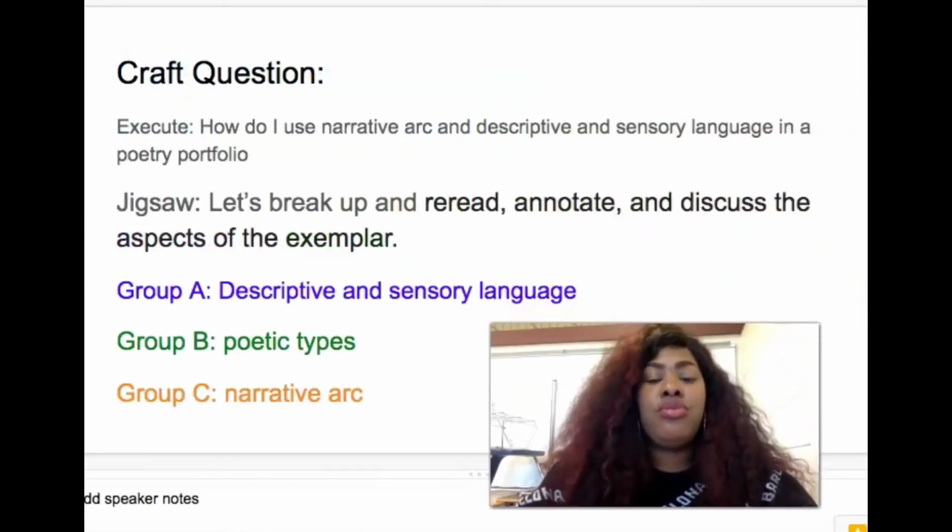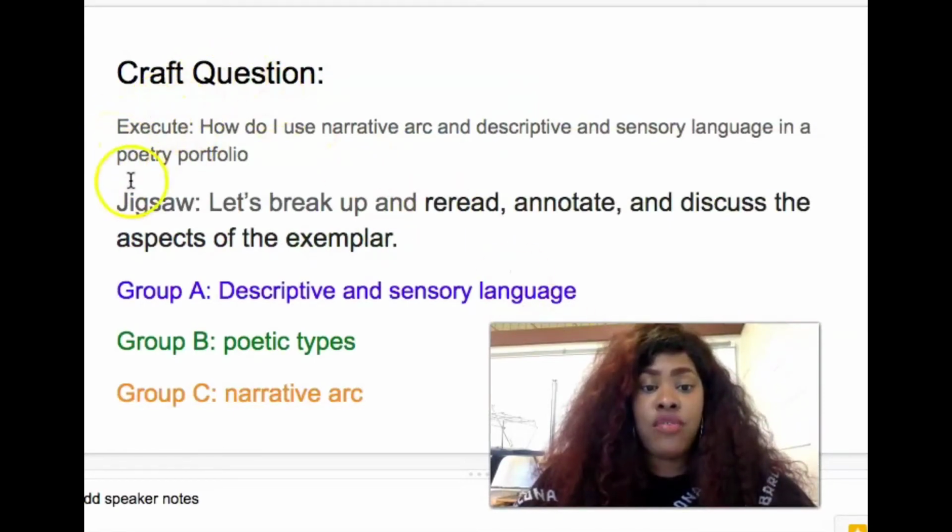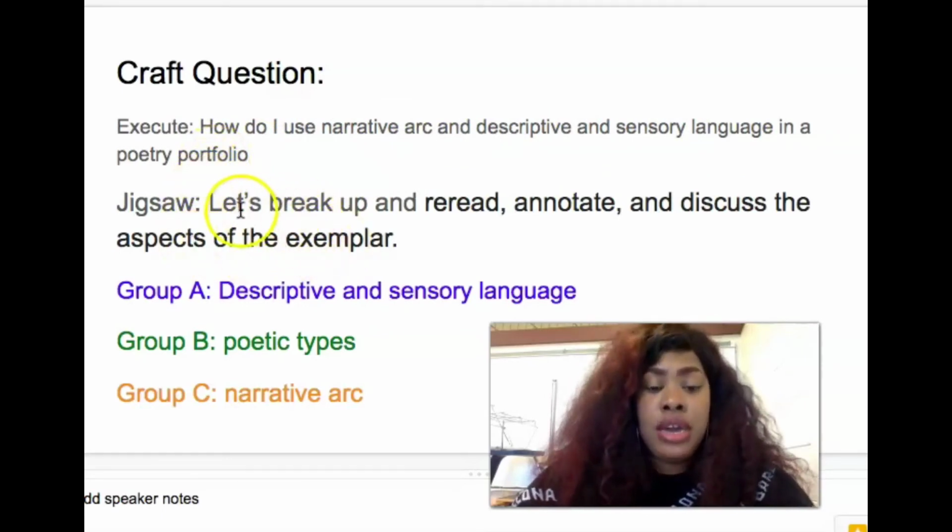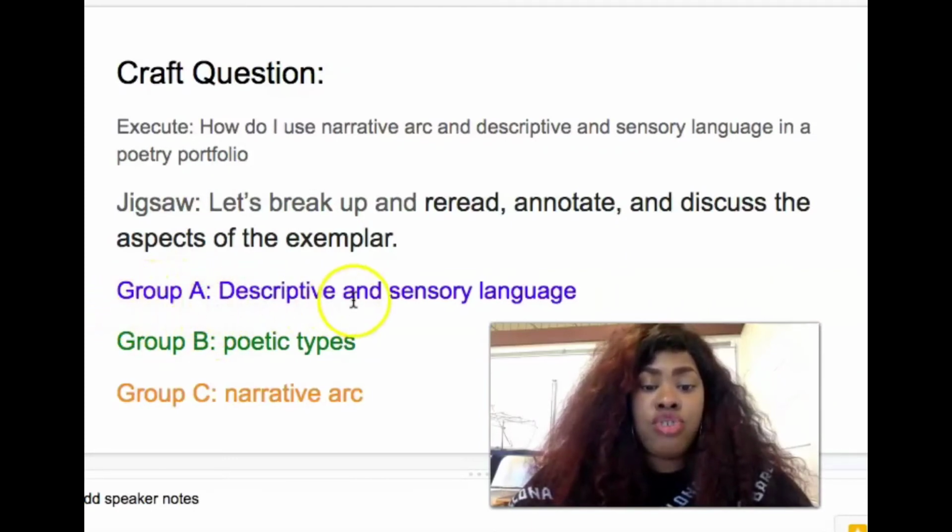Once you have read those poems, we're going to move into our craft question, which is in our execute stage. I want you to ask yourself, how do I use narrative arc and descriptive and sensory language in a poetry portfolio? So the first thing that we're going to do is break up and look at descriptive and sensory language, poetic types, and narrative arc.